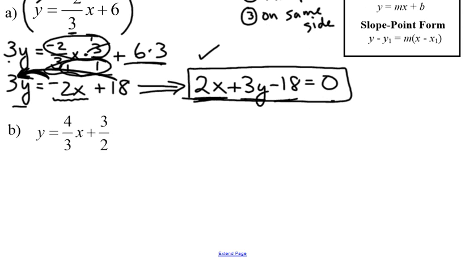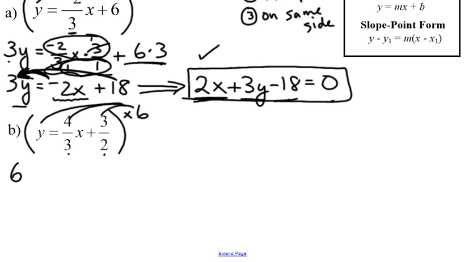Pause the video, give B a try, see what you come up with. So in this case, we have fractions. Need to get rid of fractions. Denominators 3 and 2, what's my common denominator? 6. I need to multiply every part, both sides of the equation, by 6 to maintain balance.